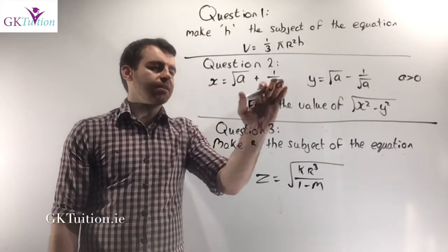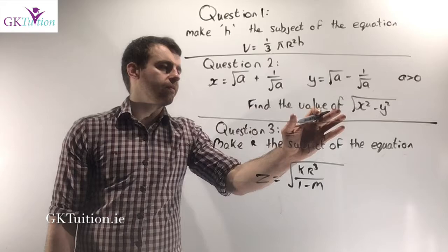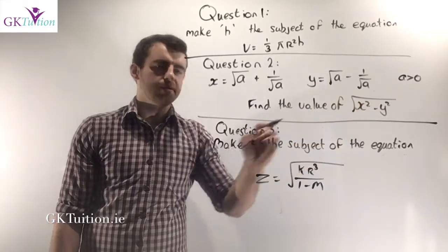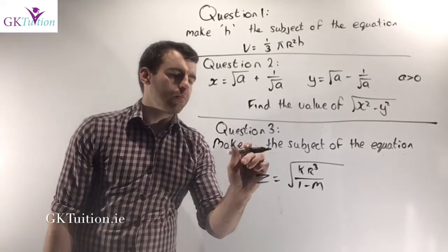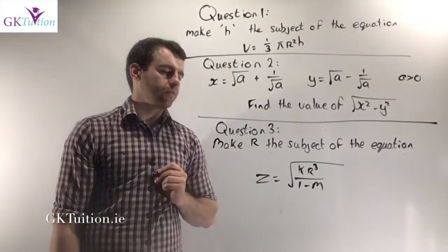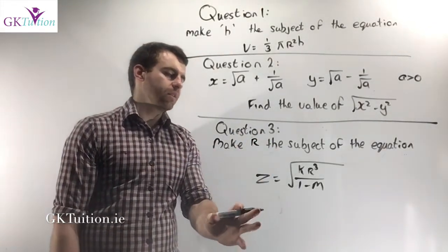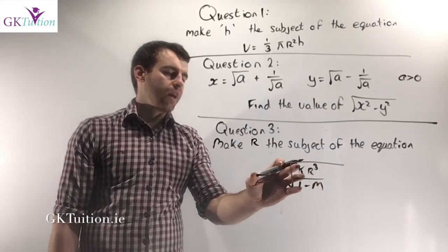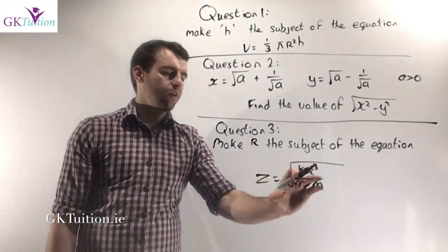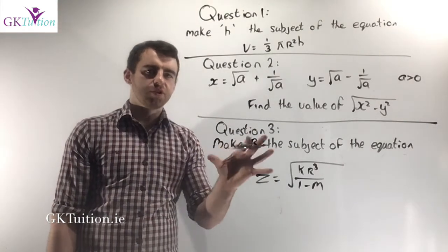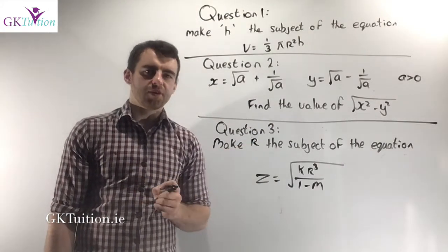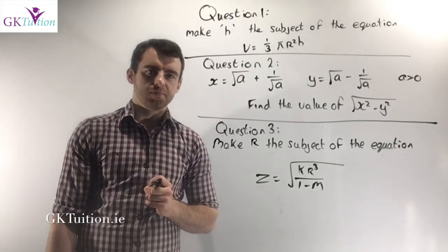And once you have x and y, I want you to find the value of the square root of x squared minus y squared. And in question 3, I'm asking you to make r the subject of the equation, where z is equal to the square root of k times r cubed divided by 1 minus m. So I want you to pause the video and try these 3 questions and then just compare it to my solutions.